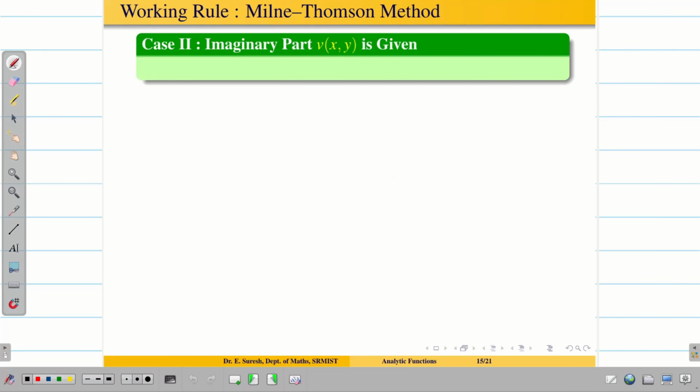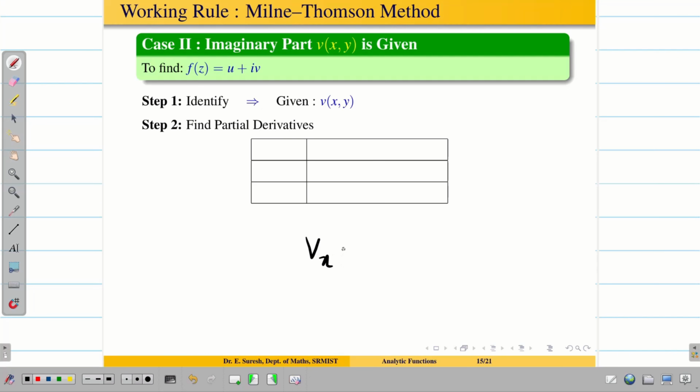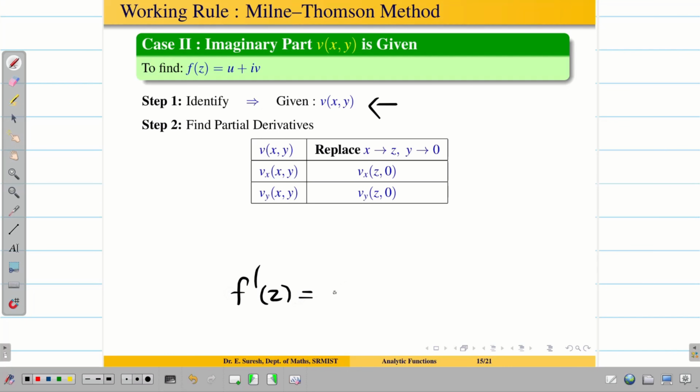In the similar way, if the imaginary part v of x comma y is given, now we have to find f of z. So just identify v, that is step 1. Step 2, we are going to find the partial derivatives of v, that is vx and vy. Once this is done, we have to replace x by z and y by 0 to find vx of z comma 0 and vy of z comma 0. Since the imaginary part v is given, we can recall f dash of z is equal to vy of x comma y plus i into vx of x comma y.